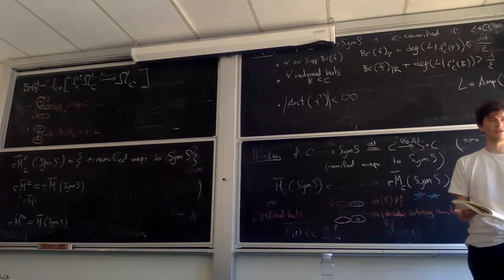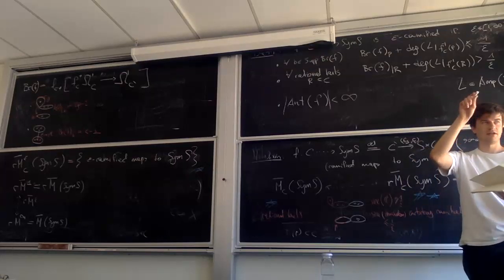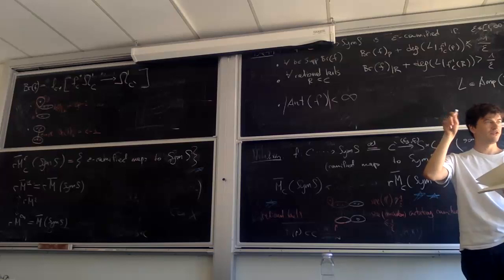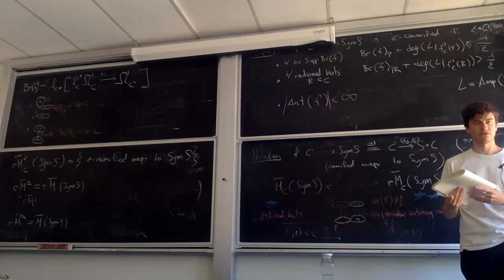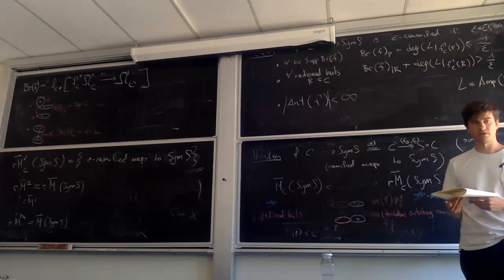And it's interesting because when you vary this multiplicity stability, it gives some kind of MMP for moduli of stable curves.